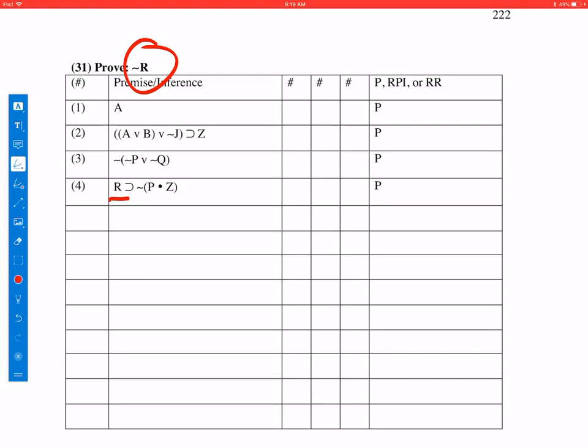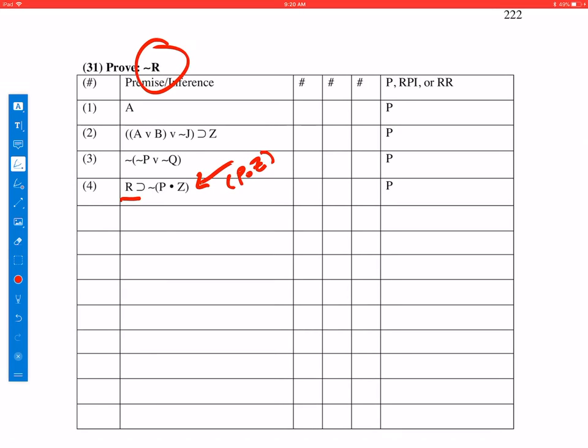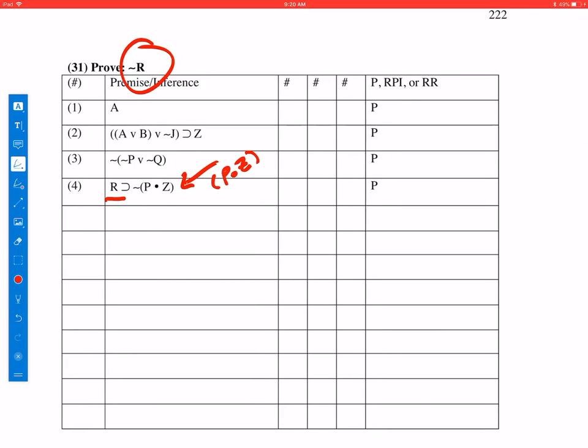Not R. Not R is what we have to get to. Only place we have the possibility of a not R is on line 4, which means we need the opposite of the consequent. We need P and Z to do a modus tollens. I don't see P and a Z, and remember this is a conjunction, so if I get a P and I get a Z, I'm good to go. I can just put them together.